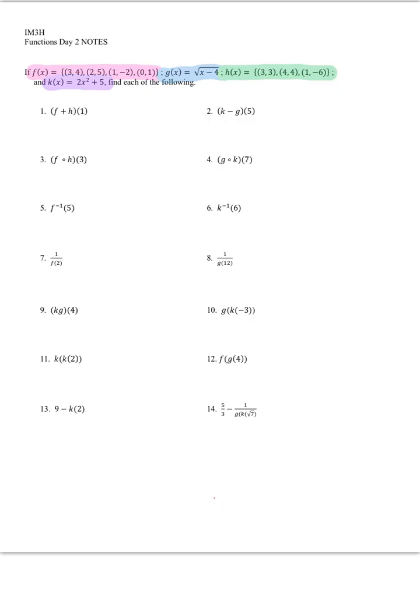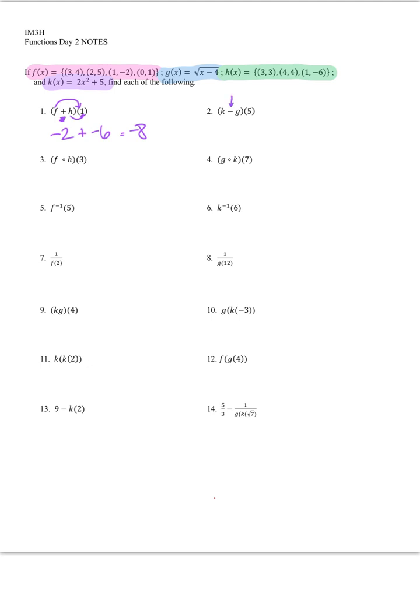Okay, so this first one is just asking us to add the function values. All right, so what is the function value for f at 1? It's -2. Take a look up there in the highlighted pink. And what is the function for h at 1, which is -6? And if I add those up, I get -8. So then when I go on to number 2, this is asking me to do something similar, except it's subtraction.